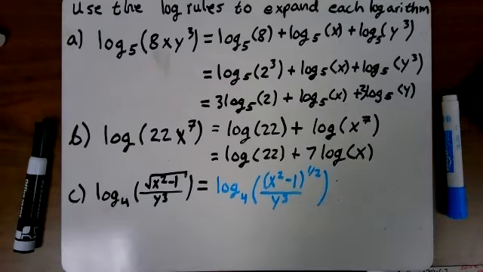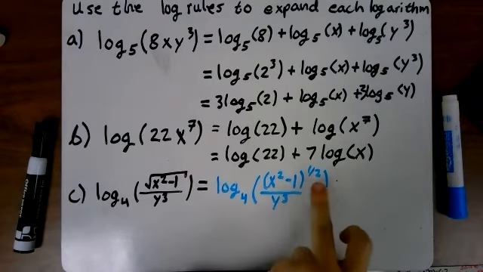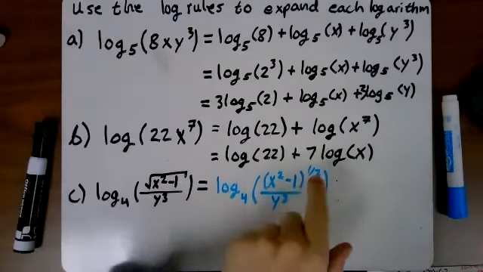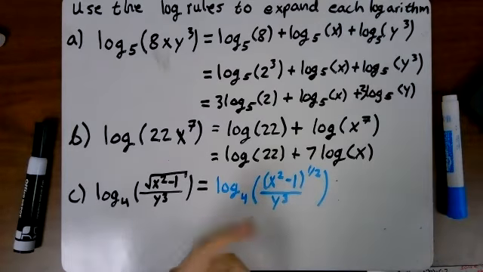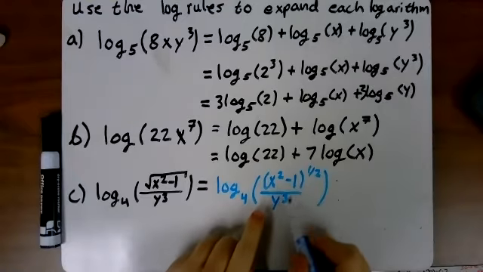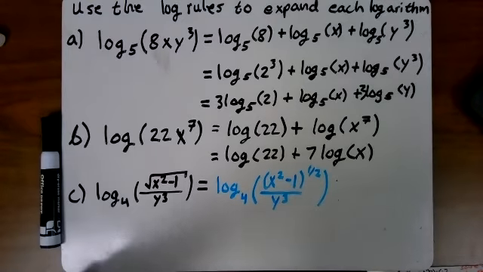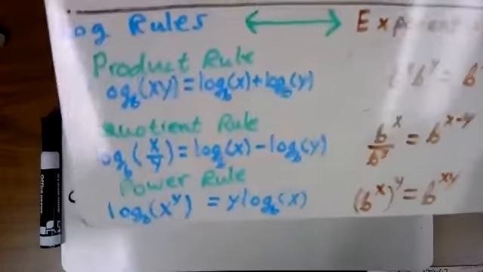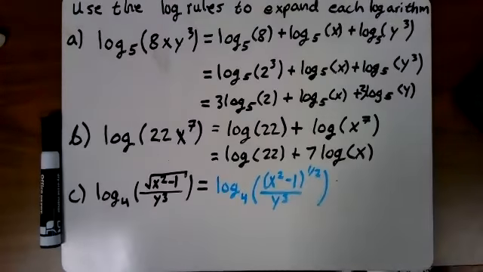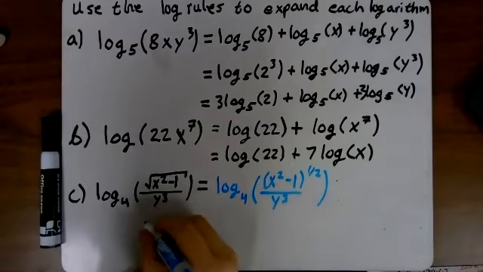Okay, so let's go over this thing. So the first thing we did was we rewrote the square root so that we had 1/2 as the exponent. Okay, cool. What next? Well, we have a quotient, which means we can use the quotient rule. So we can rewrite this as a difference.